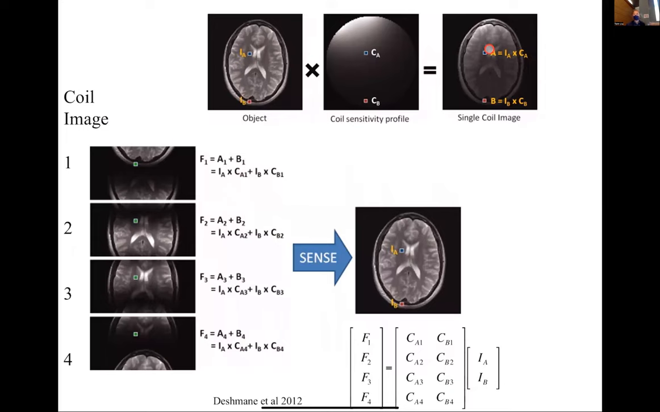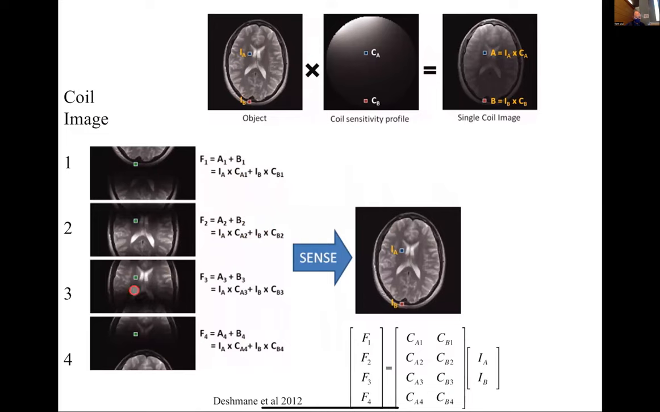But if I give you additional measurements, you would be able to tell. So for example, here in this coil, I've got IA plus IB multiplied by the coil sensitivities of coil one, CA1 and CB1. So that's one view. Now I go to this coil. The IA and the IB are the same because the underlying image is the same. But now look, I'm multiplying those numbers by different coil sensitivities.